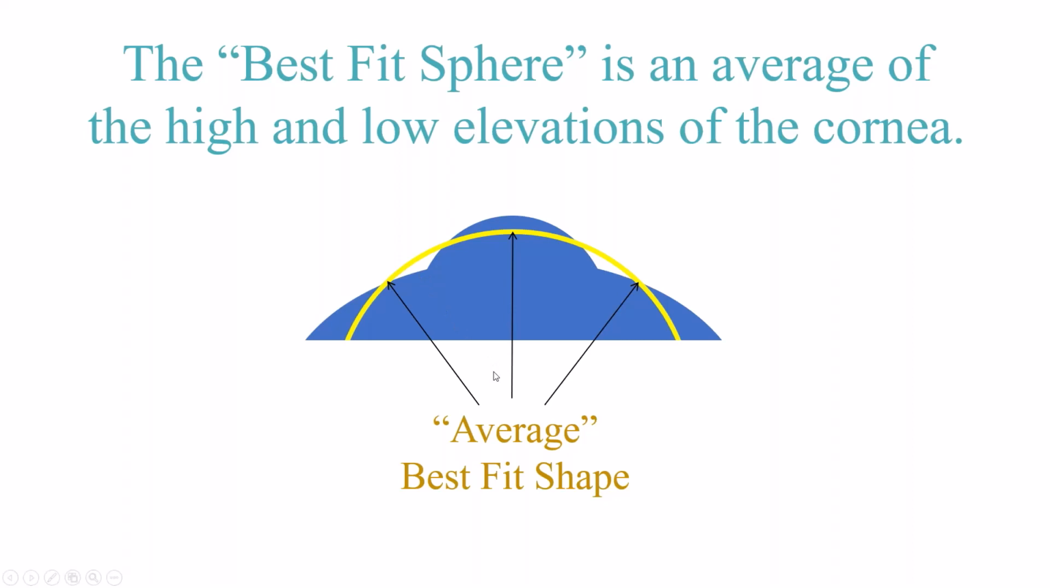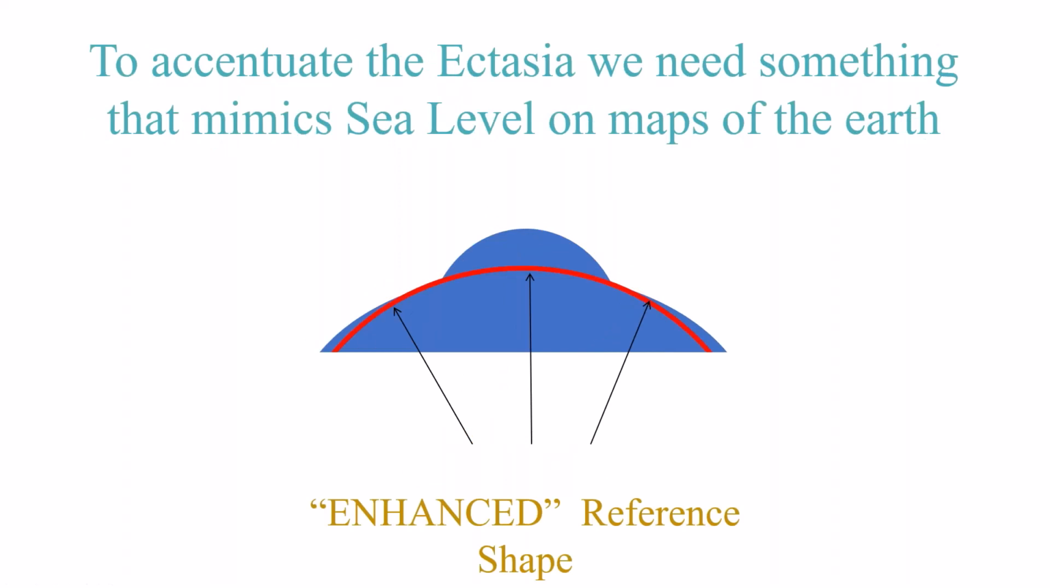But is that the best way to look for ectatic disease? Really, the best shape would be something that mimics the more normal periphery. If we have a shape that mimics the more normal periphery, it would further accentuate the ectatic region. And that was the goal for developing what we call an enhanced reference shape.